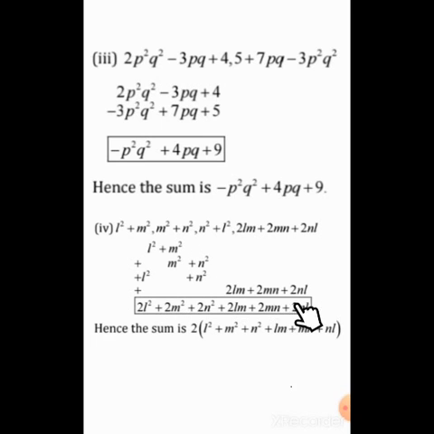Now addition: 2NL, 2MN, 2LM. N square plus N square means 2N square. M square plus M square means 2M square, and L square plus L square is 2L square. Now in each and every term 2 is common, so we take 2 as common. Start the bracket: L square, then M square, then N square, plus LM plus MN plus NL.